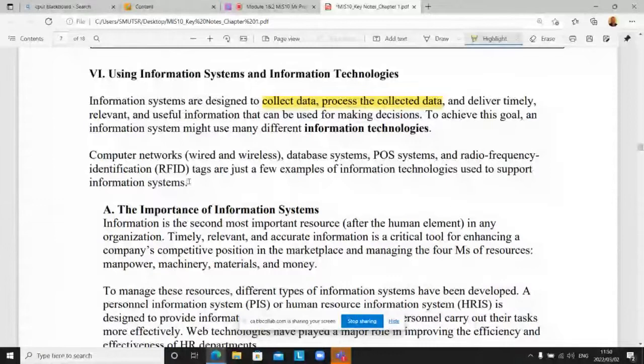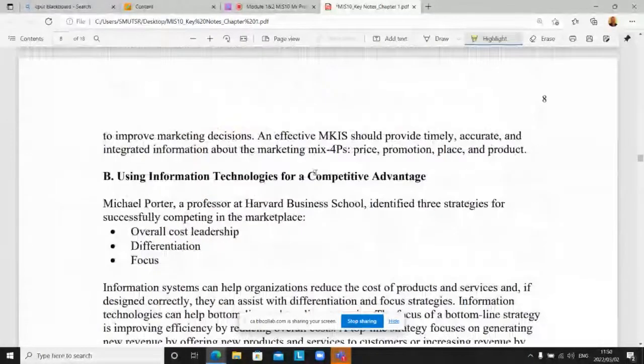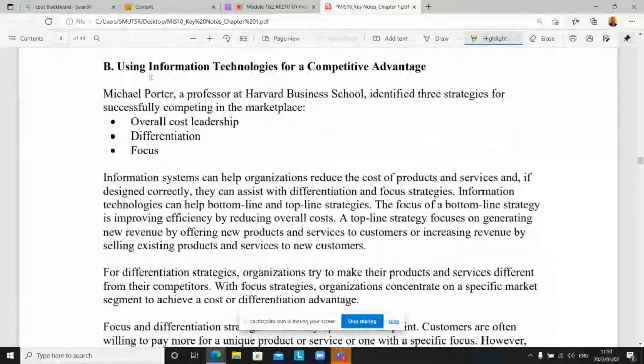Okay, the importance of information systems. I think any student can answer this after their own reading. I expect you to do some reading. They go right down to things like a personnel information system, human resources information system, web technologies. These are all the importance of information systems. There are many generic answers under here that you can use to get right. Using these things for competitive advantage.